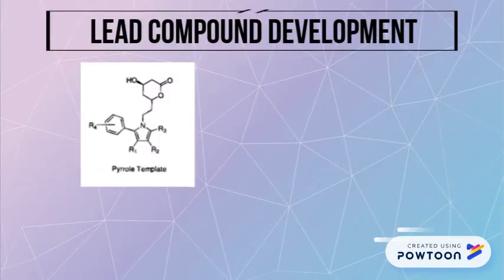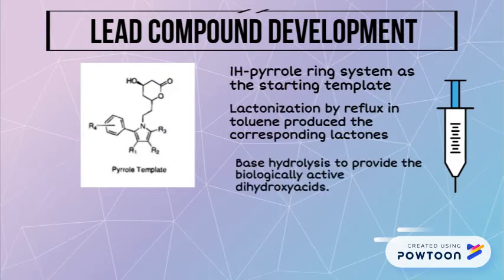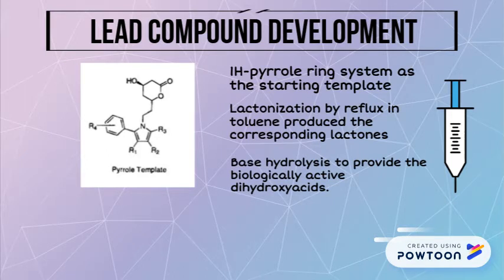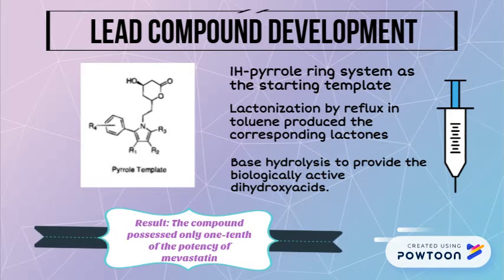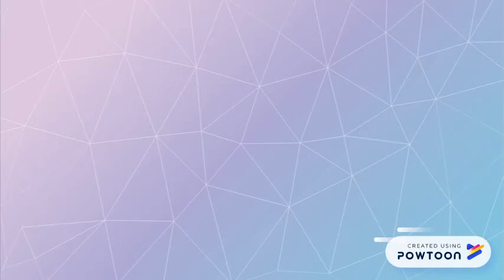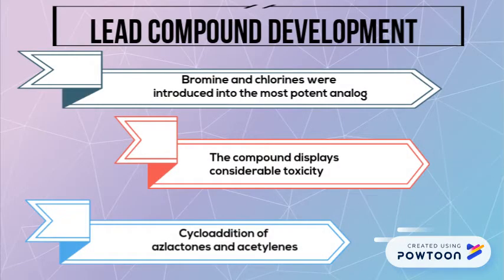Lead compound development of atorvastatin. Pyrrole system is the starting template and then undergoes lactonization in base hydrolysis, but the resulting compound possesses only 1/10 of the potency of mevastatin. To overcome it, bromine and chlorine were added to the most potent analog, but the resulting compound displays considerable toxicity, so the cycloaddition of lactones and acetylenes were conducted.